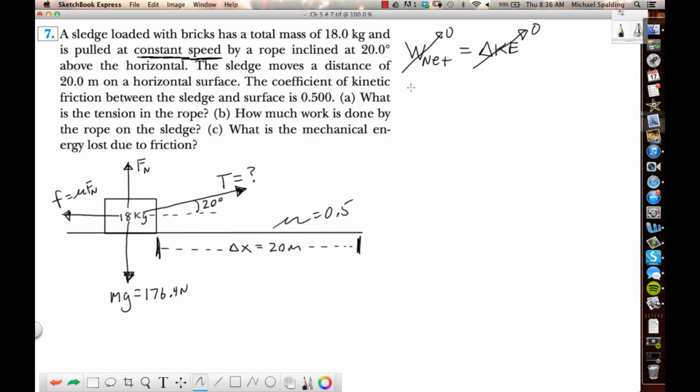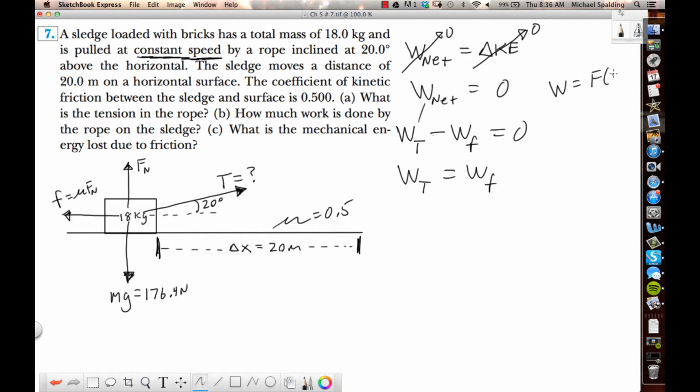Okay, so let's just set this up. Work net is going to be 0. Okay, well, what is the net work going to be? The work net is going to be the work done by the tension minus the work done by the friction, right? Or in other words, work of tension equals work of friction. Does that make sense? Okay, now what's the basic work equation? Let's plug in the basic work equation. Work equals force times displacement.